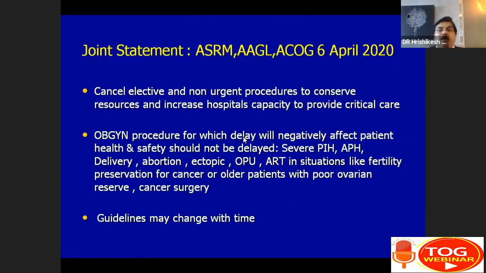So if you look at the joint, there was a joint statement by the American societies. I have just mentioned 3 of them, but there have been many more. ASR, AGL and ECOG. Can you hear me?